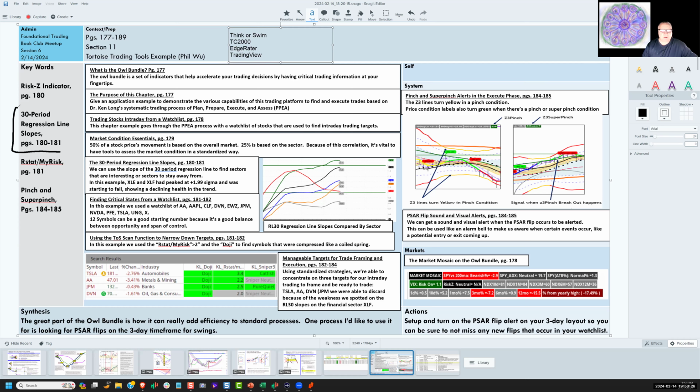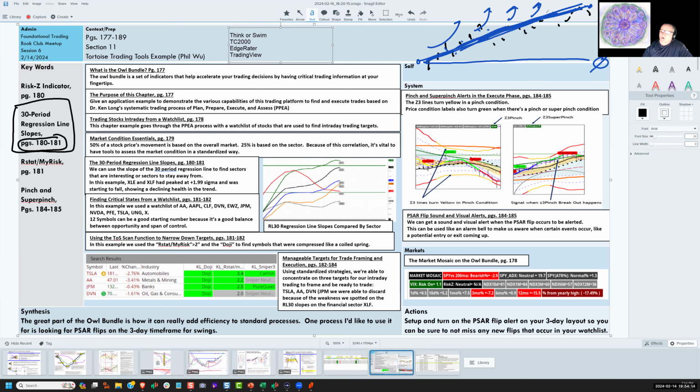The next one is a 30-period regression line slope, and that's discussed on pages 180 to 181. Now, it turns out that when you have price bars, and let's say that there's 30 of them in here, the 30-period regression line, which I'm going to draw in blue, is the best fit line, which minimizes the distance to each of these different points. There's a mathematical way to draw that so that it is the best fit. And if I had a zero line or a perfectly flat slope, the more upward price movement there is, the steeper that slope line will be because price is rising. So I can actually measure this angle.